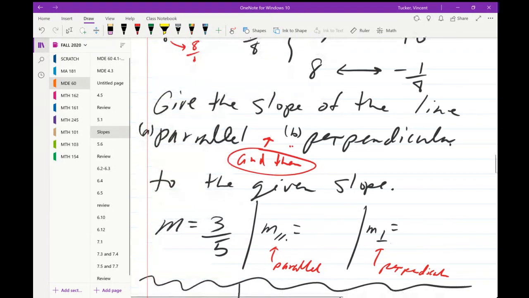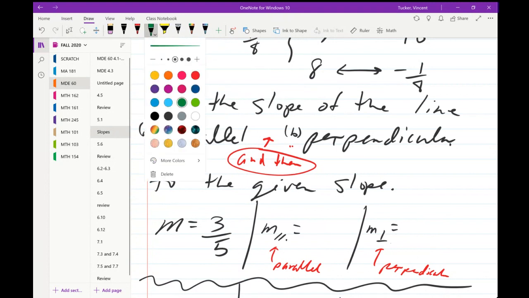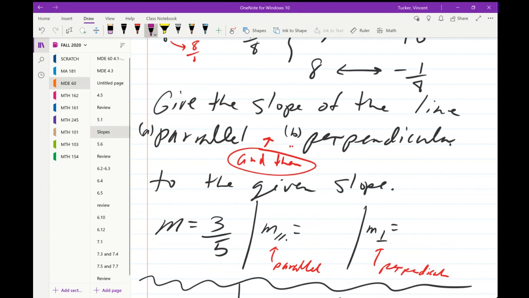So if I have the original slope to be 3/5, and I want the line that has a slope that's parallel to 3/5, remember parallel lines will have the same slope. So that would be 3/5 as well. Now, if I want the slope of a line that's perpendicular to that, I will use the opposite sign and then flip the fraction. So it would be -5/3.